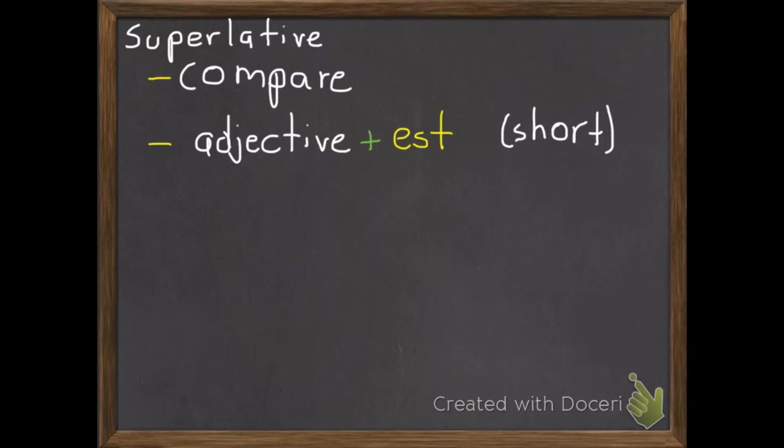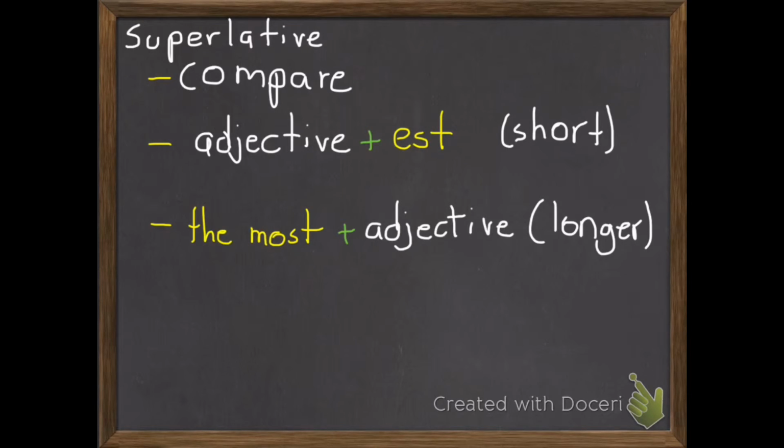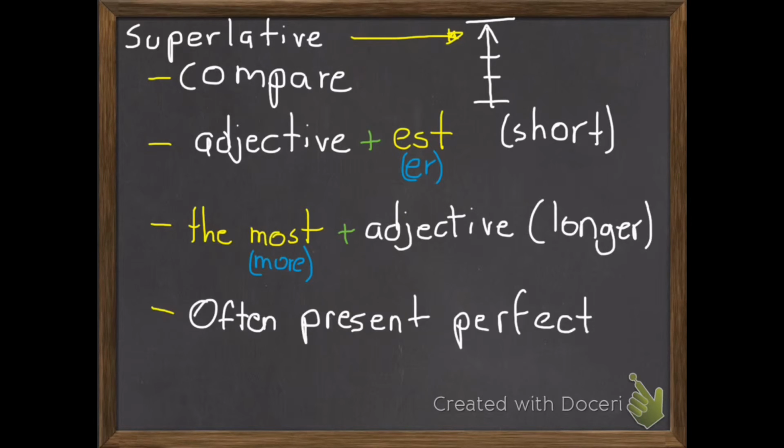For this, we use the adjective and then we add an -est at the end for short adjectives. For longer adjectives, we add "the most" before the adjective, just like we did with adding -er after the adjective, or "more" before the comparative adjective. Here we're talking about the superlative, meaning that it's at the top of the scale. And we also often use the present perfect for superlative adjectives.